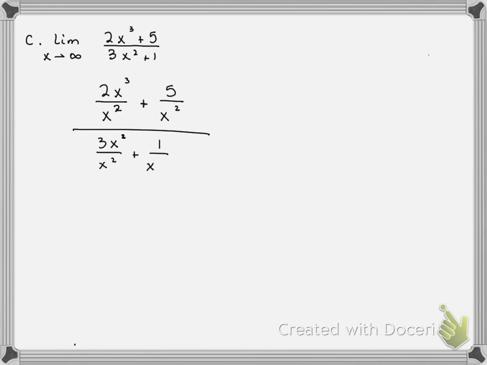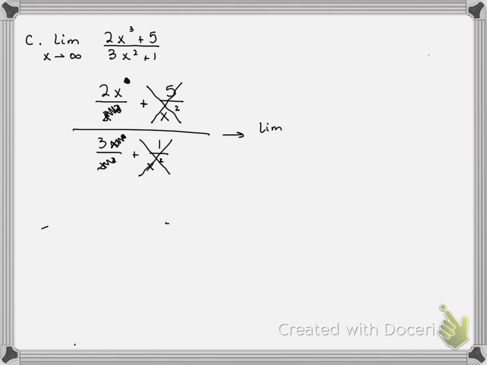Remember, it's always the highest power in the denominator. I might have said numerator. That's not what I meant. Always the highest power in the denominator. Again, that goes to 0, and that goes to 0. This cancels out with that. The denominator in 2x cubed over x squared is gone, and then we have 2x left in the top.